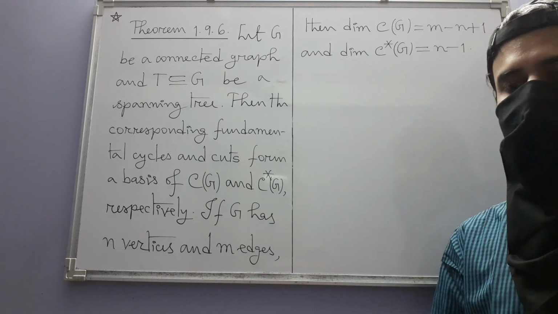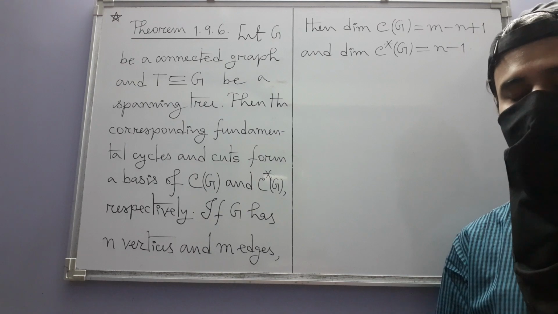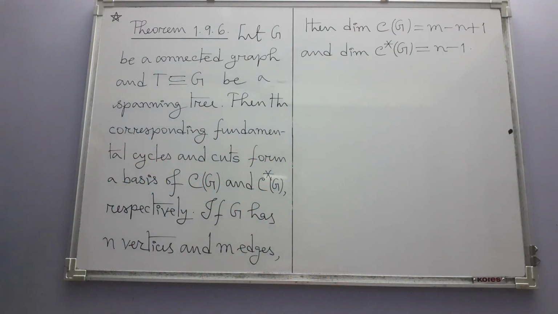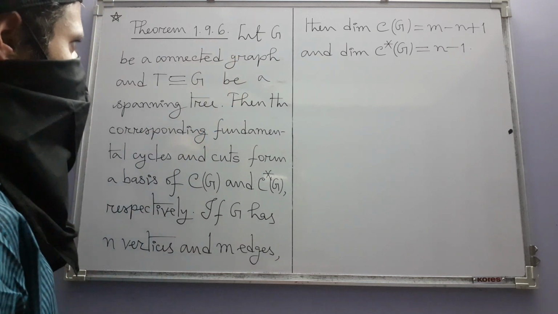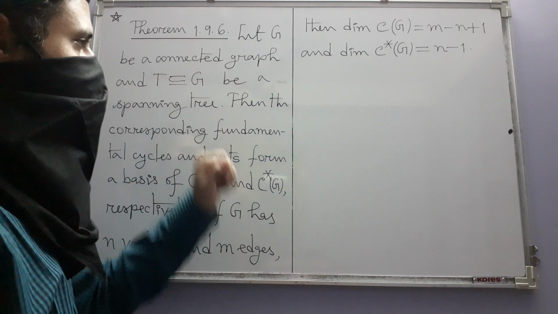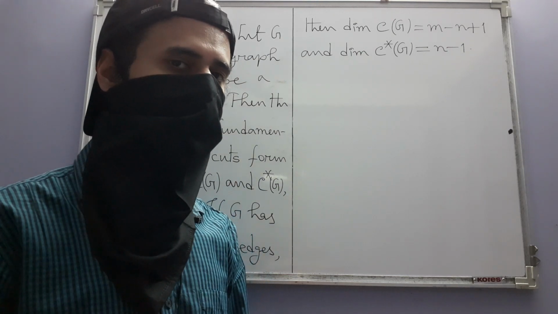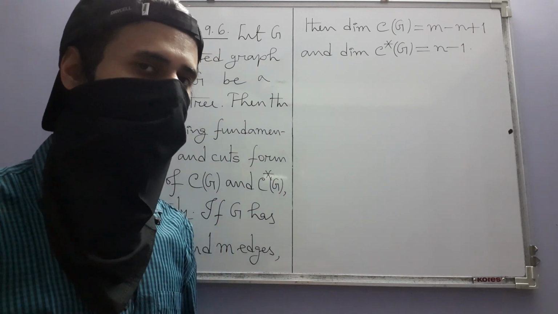Okay, so in the last video we saw this result. Now let us prove this. So here what we are given is a connected graph G and there is a spanning tree T in G. We already know that in any connected graph we always have a spanning tree. In fact, much more is true.